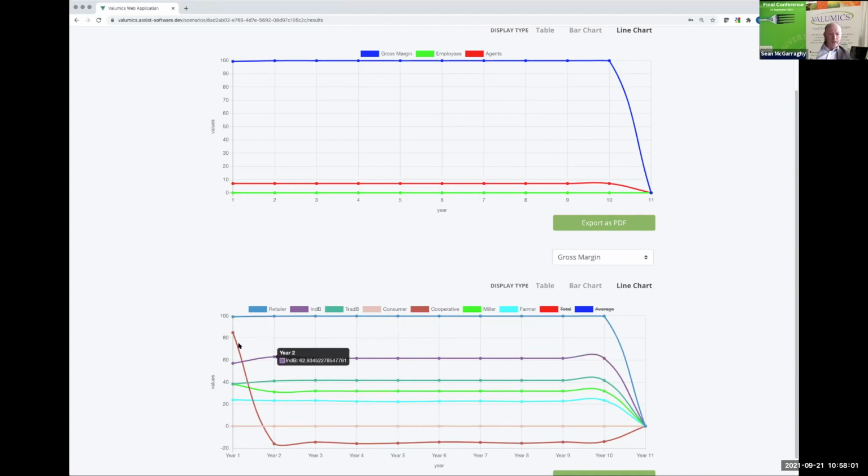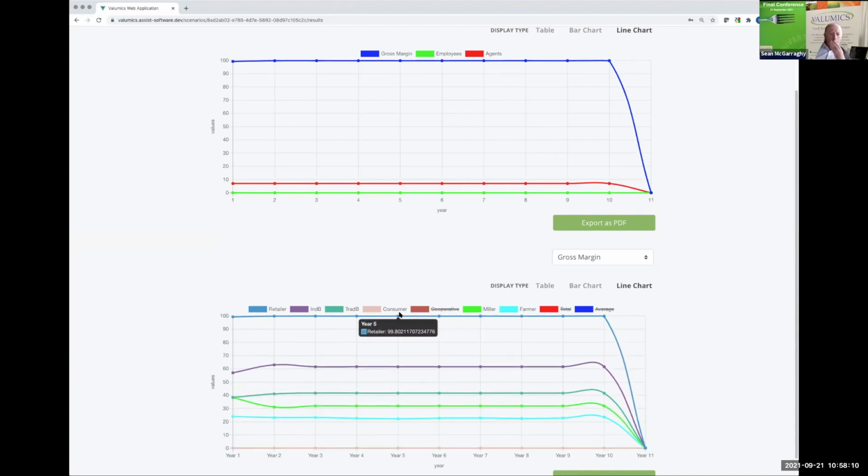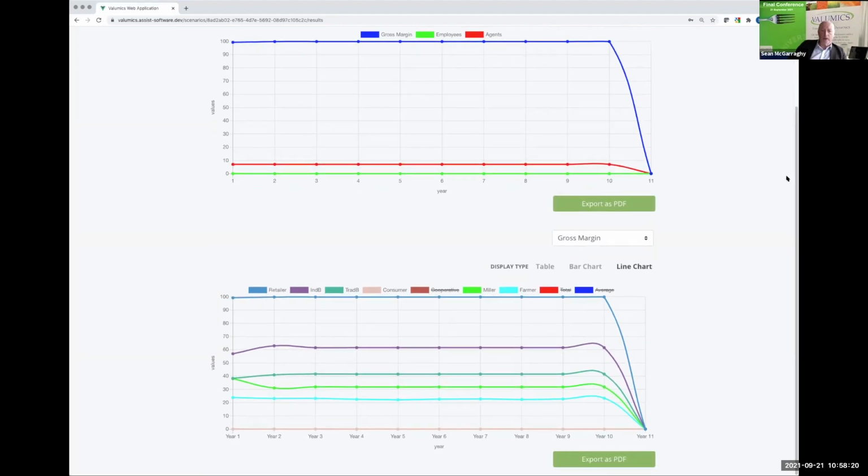So I could get rid of average and total. And then if I look at this, retailers appear to be taking the largest proportion. The cooperatives seem to lose a lot and then eventually go up again. Excuse me. So there's a number of different things we can do and play with the system, and then we can export the outputs, whether to PDF or indeed to comma-separated versions of files as well.